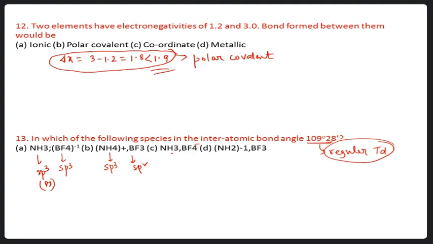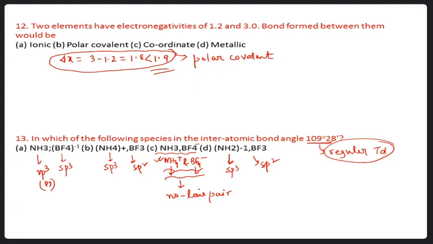The same question: NH2 minus and BF3. NH2 minus, what is the geometry? NH2 minus is sp3, this is sp2. So there is no option that looks correct. The option should be NH4 plus and BF4 minus. Maybe there is some typing error in the options. These options should be correct, because NH4 plus has the regular tetrahedral bond angle as well as BF4 minus, because there is no lone pair in either molecule. If there is a lone pair, then there is some repulsion. That's why the bond angle changes from 109 degrees 28 minutes.